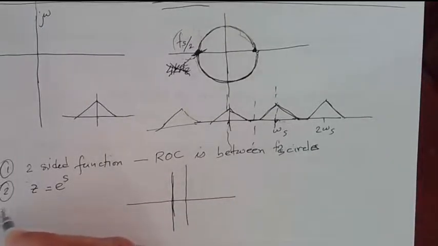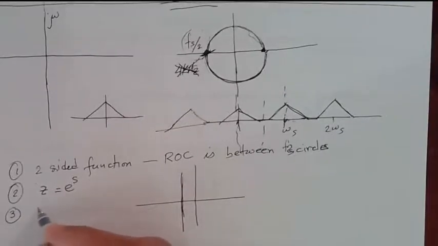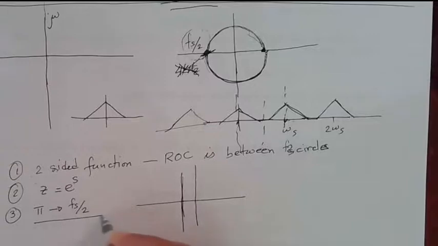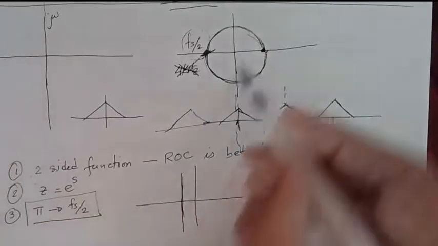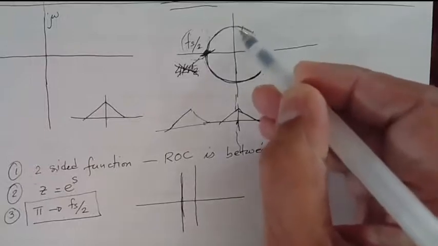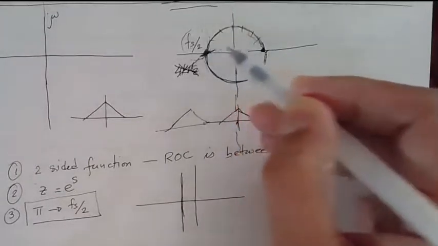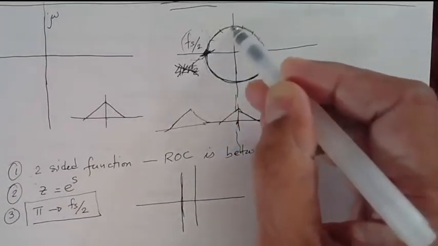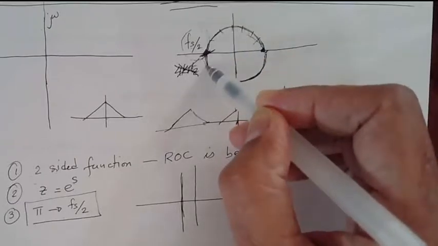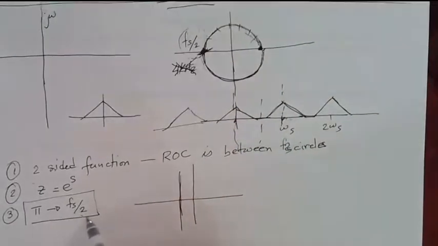So the third thing, if I want to write it as shorthand, is that pi corresponds to half the sampling frequency. We will use this to label the unit circle as to which frequency each point corresponds to. That's why this is going to be very, very useful.